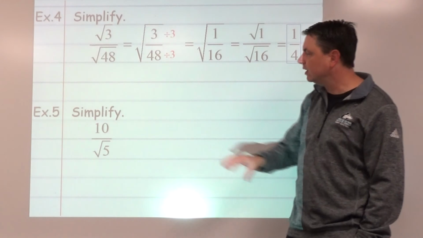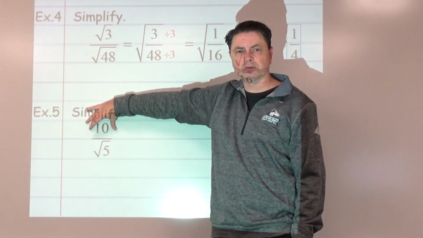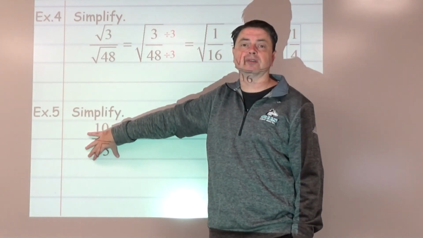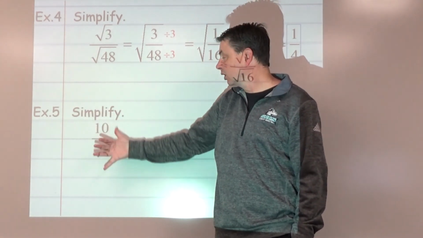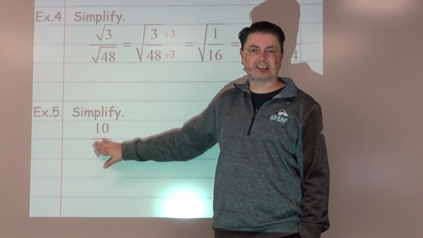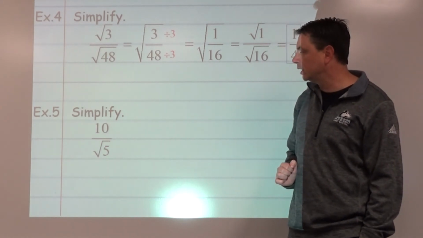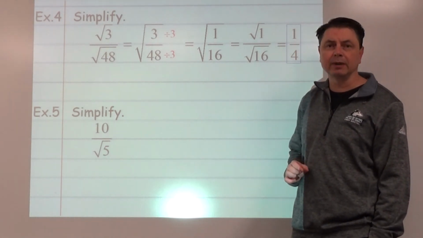Example number 5. This one is kind of broken up, but it's just 10 on top, no root, that's okay, over the square root of 5. If this was reversed, I think we'd be probably fine and done. But we do have to fix the denominator. Always can't have a square root on the bottom. So let's fix that right away. Let's multiply top and bottom by the square root of 5.